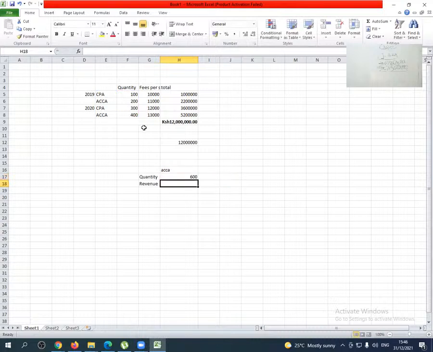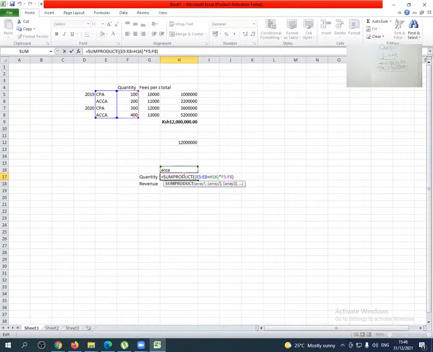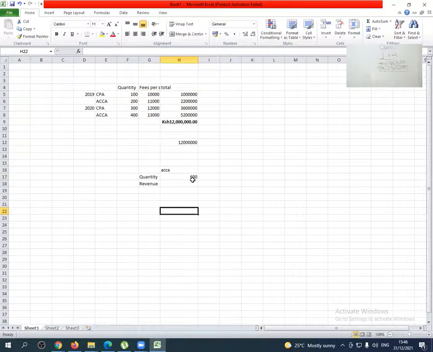So when I say enter, I'm able to see straight away this thing telling me that we have got how many ACCA students? 600. You can count. ACCA in 2019 were 200. In 2020, they were 400. This is why, ladies and gentlemen, we need Excel. What if I wanted to know revenue? Revenue is price times quantity.